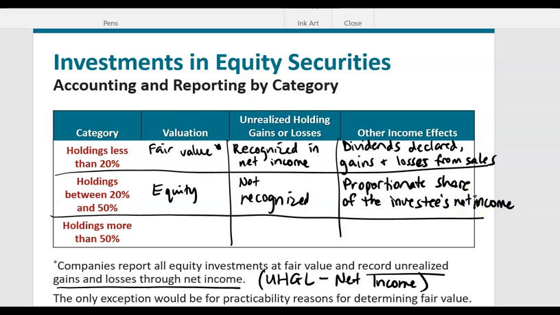And holdings of more than 50%, we use the consolidation method. Unrealized holding gains and losses are not recognized. And we don't have anything else coming through income. We just simply consolidate the two income statements, the two balance sheets of the other company that we have holdings of more than 50% in.